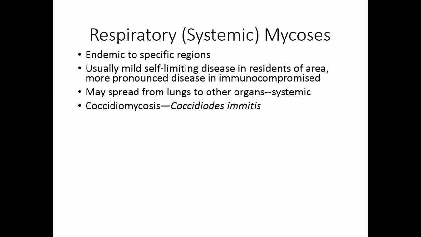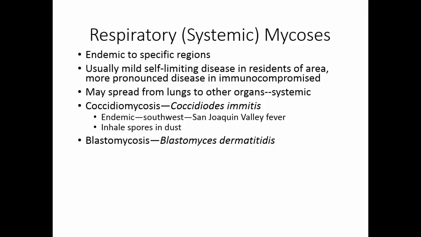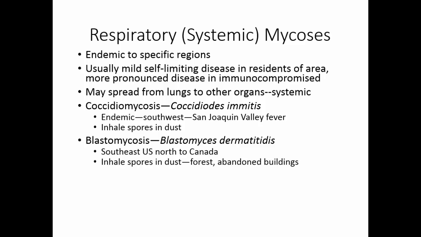Coccidioidomycosis is caused by Coccidioides immitis. This is endemic to the southwest. The disease is sometimes called San Joaquin Valley fever. You inhale the spores, and the spores are found in the dust. Blastomycosis is caused by Blastomyces dermatitidis. This is found pretty much in the southeast United States all the way from the Gulf Coast up into Canada. Here again you inhale the spores in dust, but these spores tend to reside in forests and abandoned buildings.